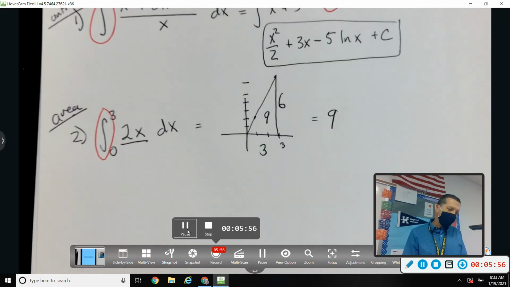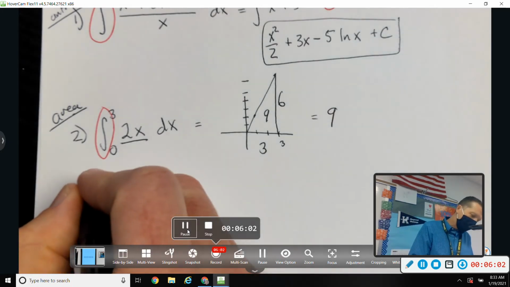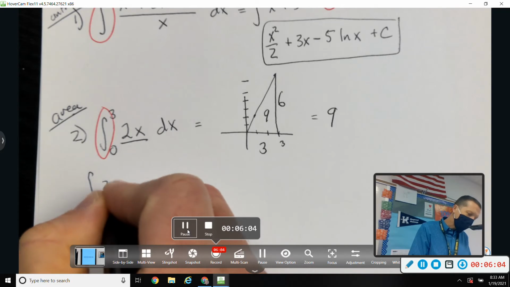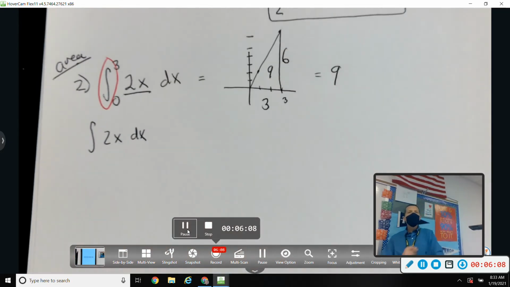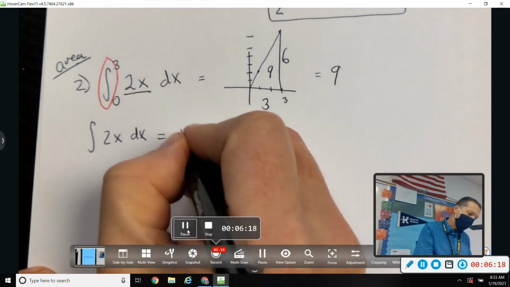Here's the connection. I'm going to work a problem like this, and then I'll get to the technical stuff. So let's not even put any limits on there. Let's just do the integral from nothing to nothing, just the integral of 2x. So that would be x squared.